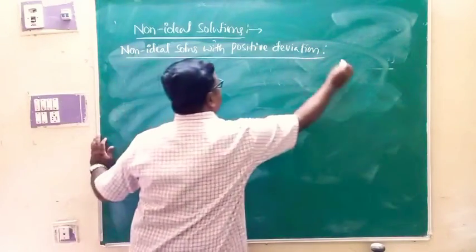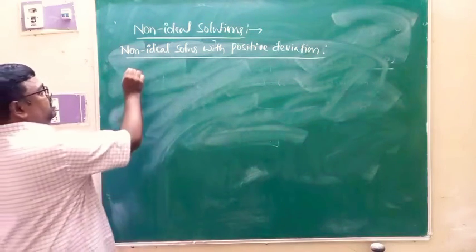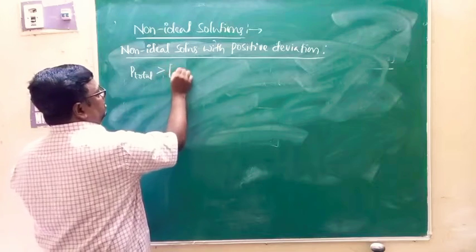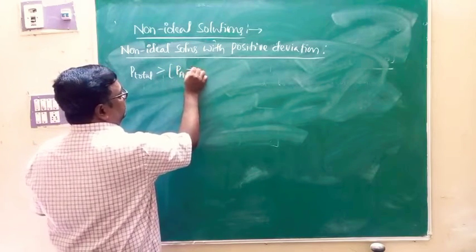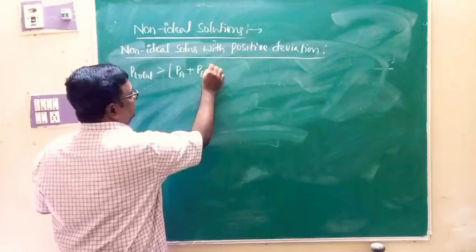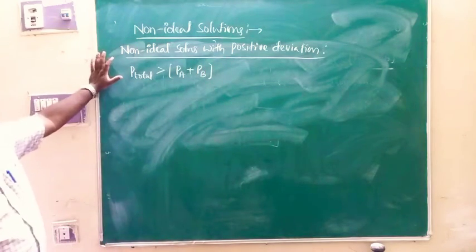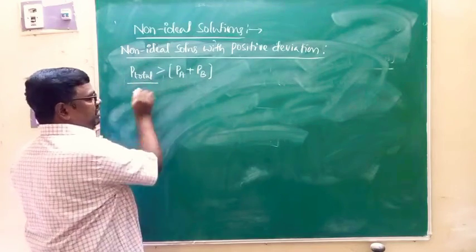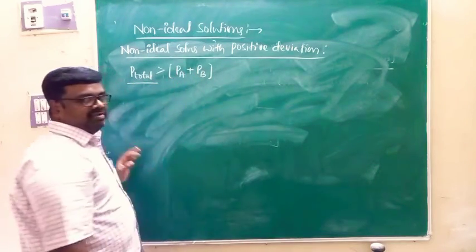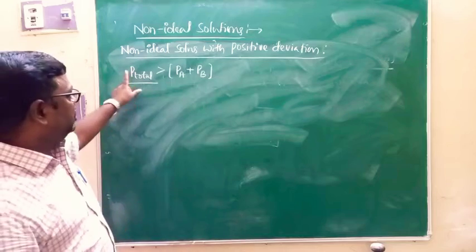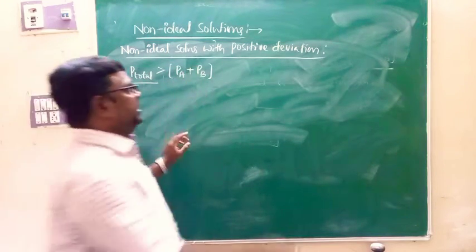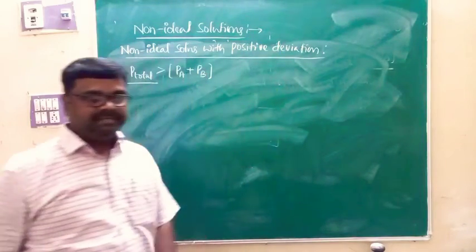Positive deviation. In the case of non-ideal solutions with positive deviation, the total vapor pressure of the solution is greater than the vapor pressure calculated by Raoult's law. This is the nature of non-ideal solutions with positive deviation. That means the vapor pressure of the solution increases on mixing two liquids A and B. That's why it is called positive deviation.